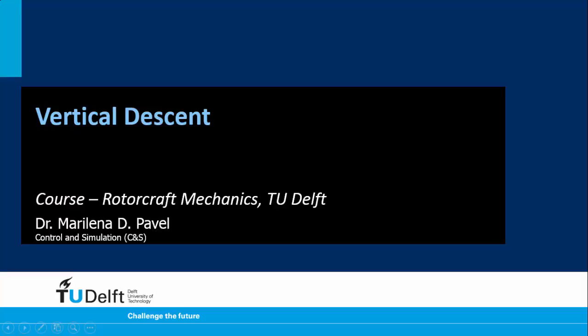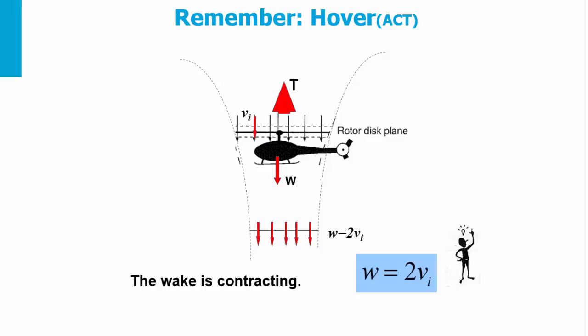Good morning. Today we will discuss vertical descent. If you remember, in hovering flight in actuator disk theory, we learned that the wake is contracting, and down in the wake the velocity is twice the induced velocity at the rotor. Now, what about descent?